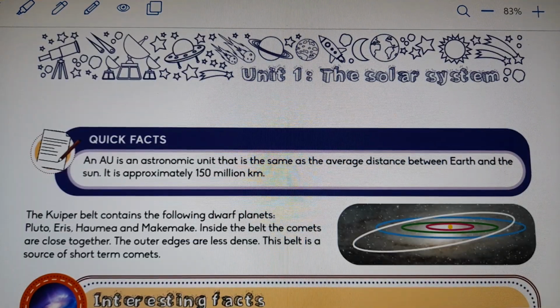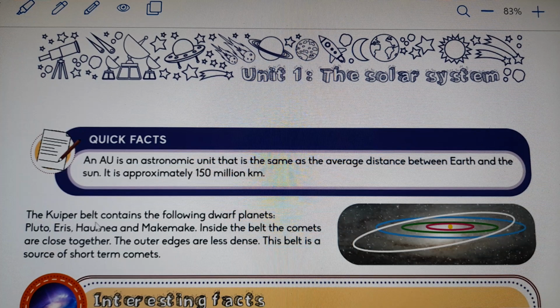We continue then, page number 247. They say an AU, because we didn't know what an AU is. An AU is an astronomical unit. A for astronomical, and U for unit. So an AU is the same as the average distance between the Earth and the Sun. It is approximately 150 million kilometers.